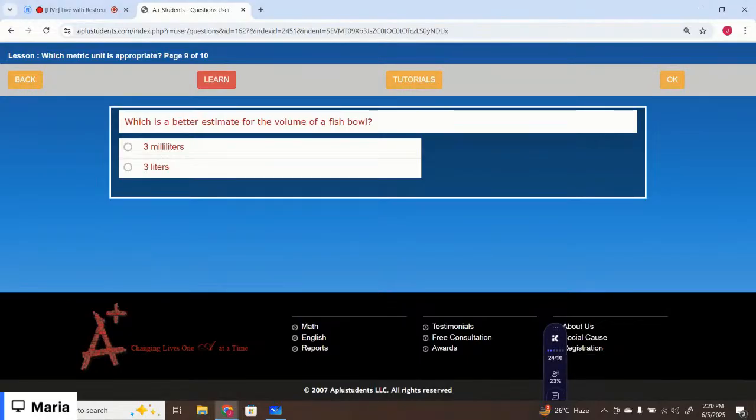Which is the better estimate for the volume of a fish bowl? That must be liters. Option number two is the correct option.